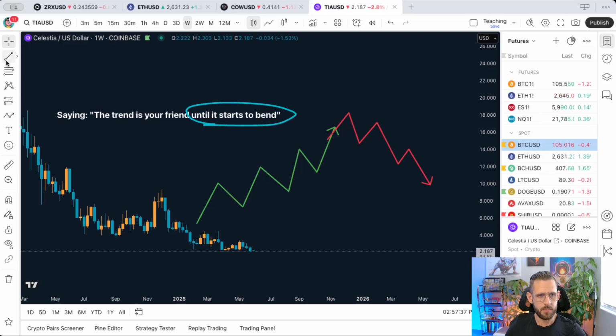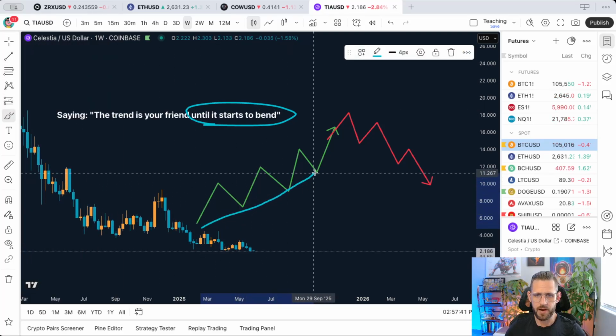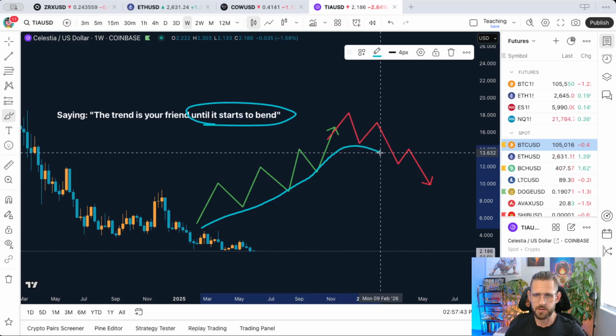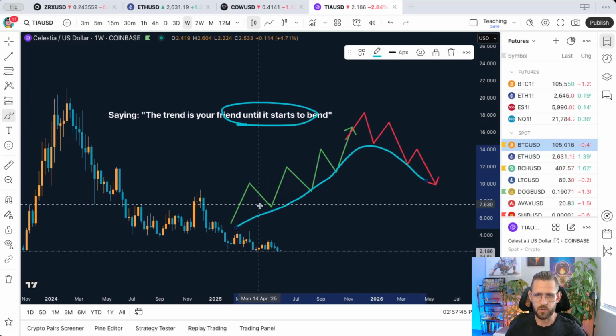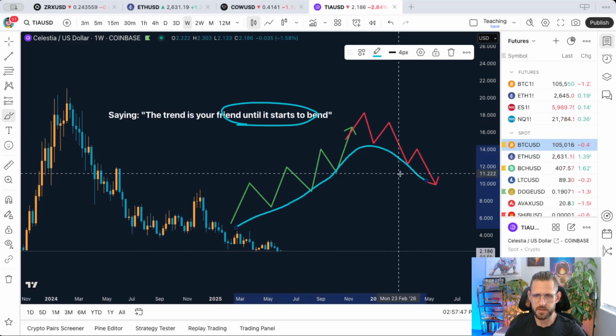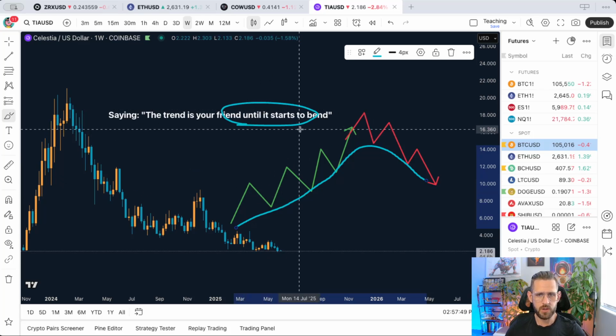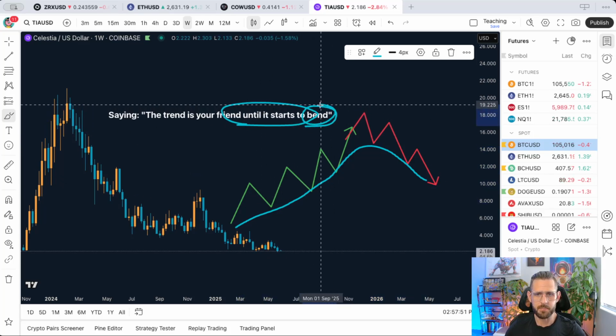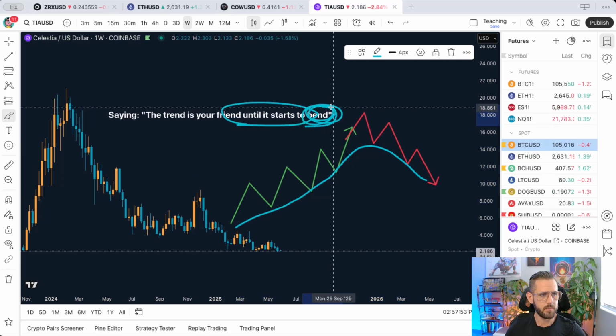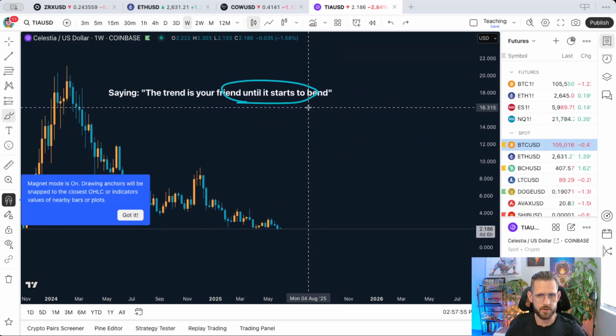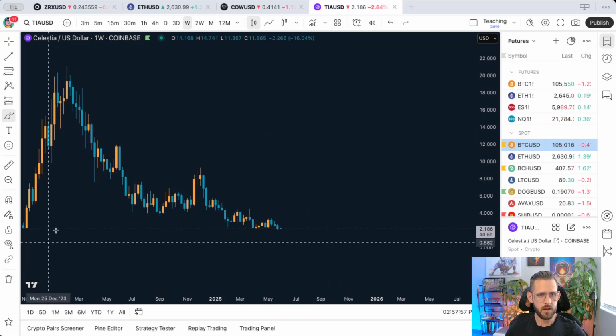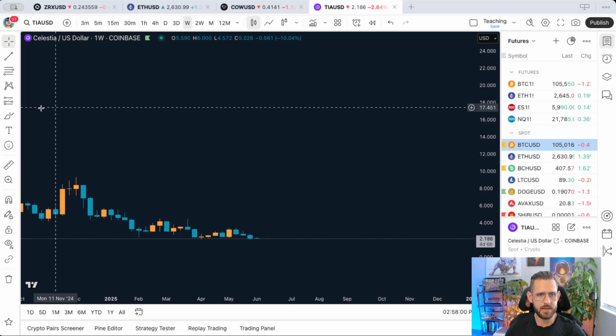So we can see here that this trend is our friend until it starts to bend. And that's where you're going to see these trend shifts, okay? So we want to really watch out for this bend part as our next step. And we can see that right here on TIA.